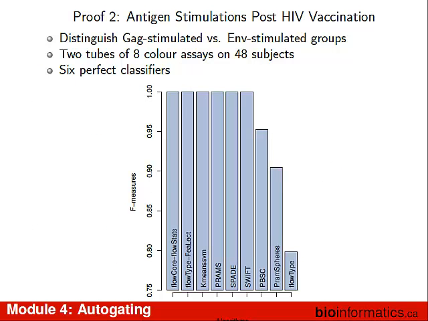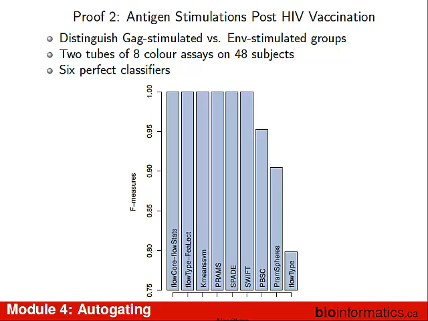Here's another example from the FlowCAP 2 study where we had a data set where they're doing antigen stimulation post-HIV vaccination, GAG and ENV stimulation of these groups. Again, it wasn't a very complicated data set, but still the kind of stuff that people do a lot of. A-color isn't uncommon at all, on 48 subjects. And there were 6 different algorithms that were able to perfectly classify which.